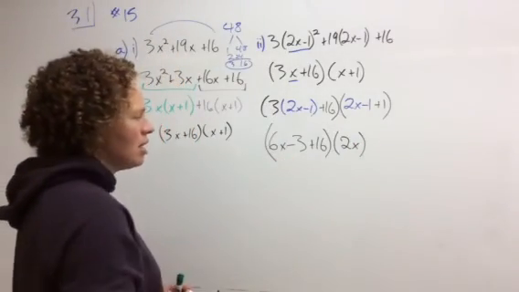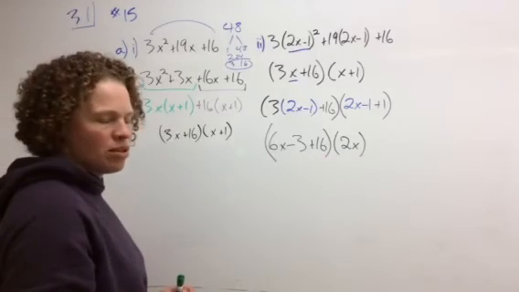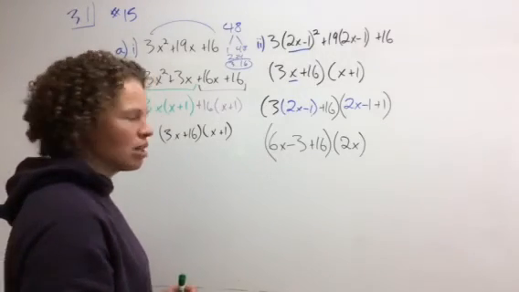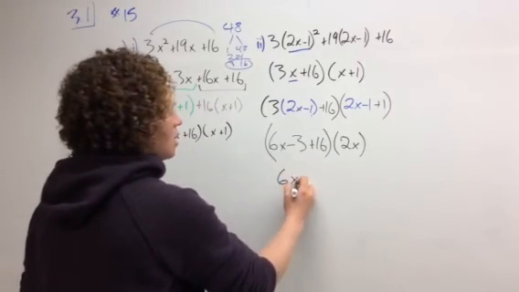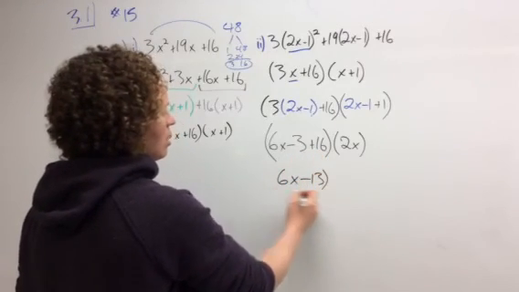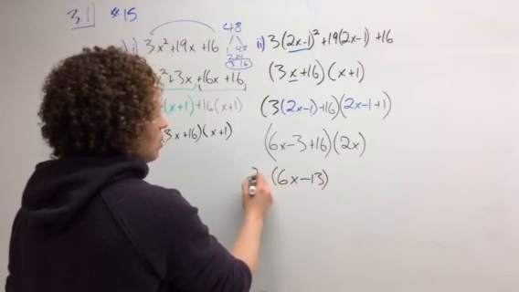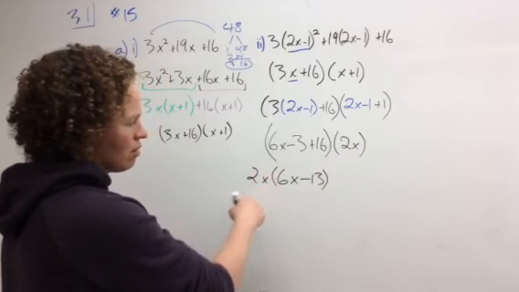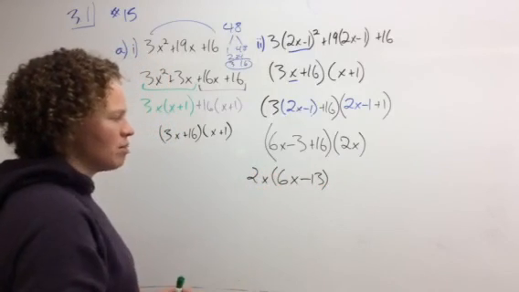I look back at this and ask myself if there are any like terms that I can collect, and there is. So I go 6x, negative 3 and positive 16 would be minus 13. So I have 2x, they usually write the 2x out in front like that, times 6x minus 13.